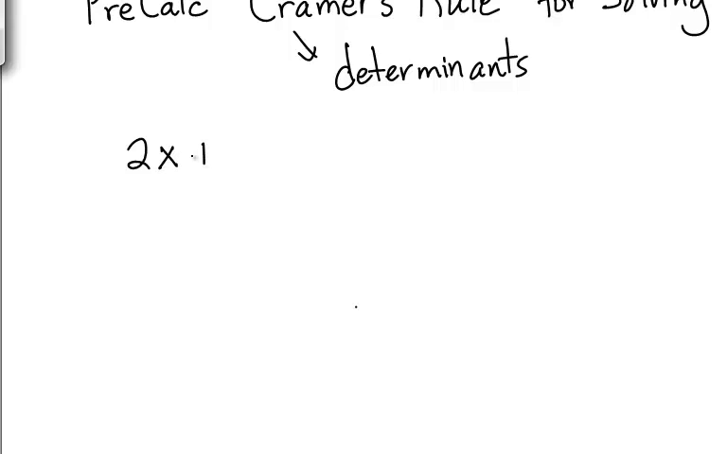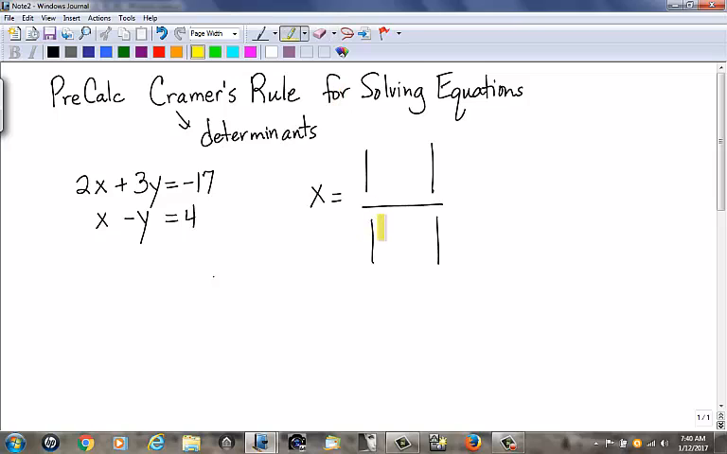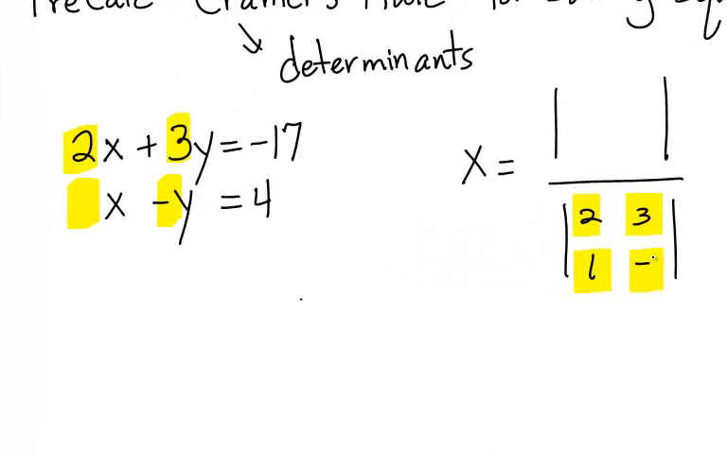So 2x plus 3y equals negative 17, and x minus y equals 4. Okay, so when you solve for x and y, they're going to be 2 determinants that are, in this case, 2 by 2s. The bottom determinant down here is made up of the coefficients over here. So it's going to be 2, 3, 1, negative 1.